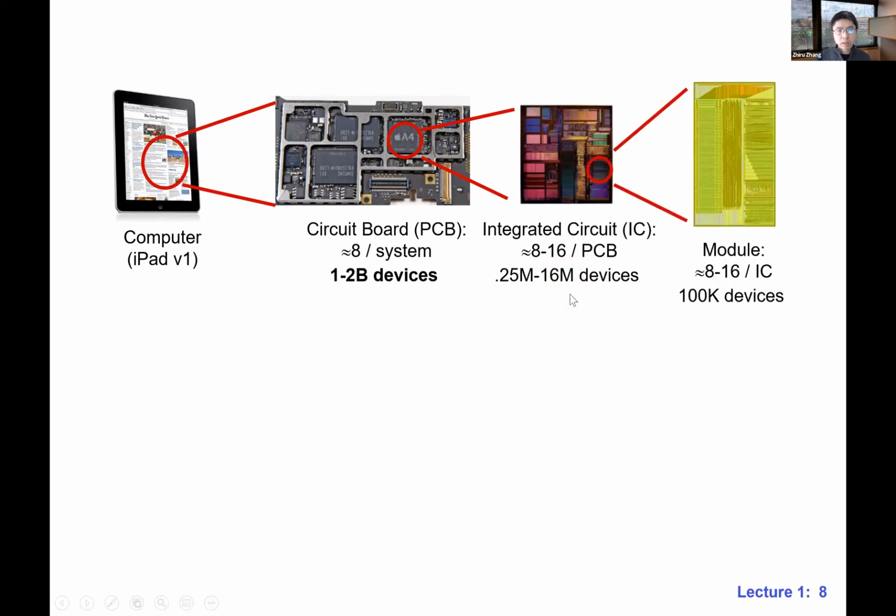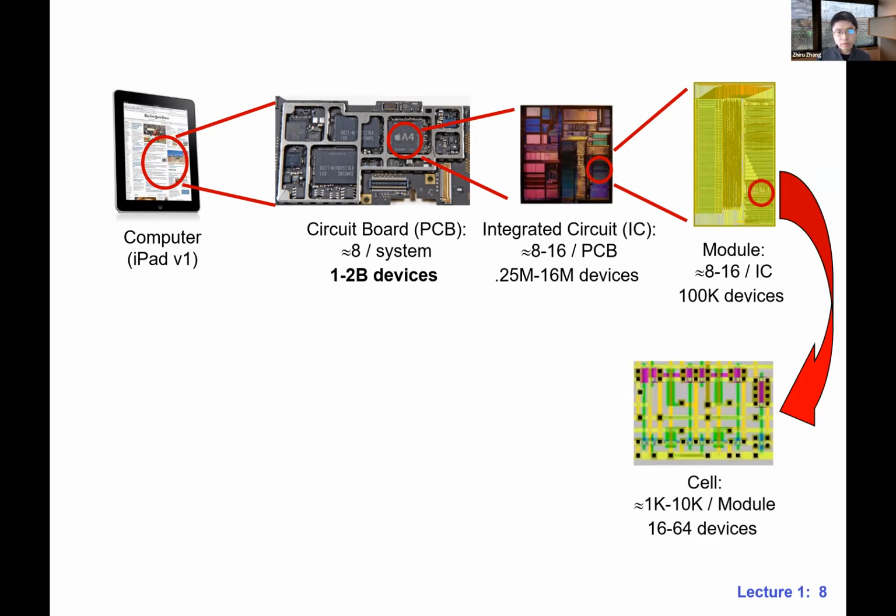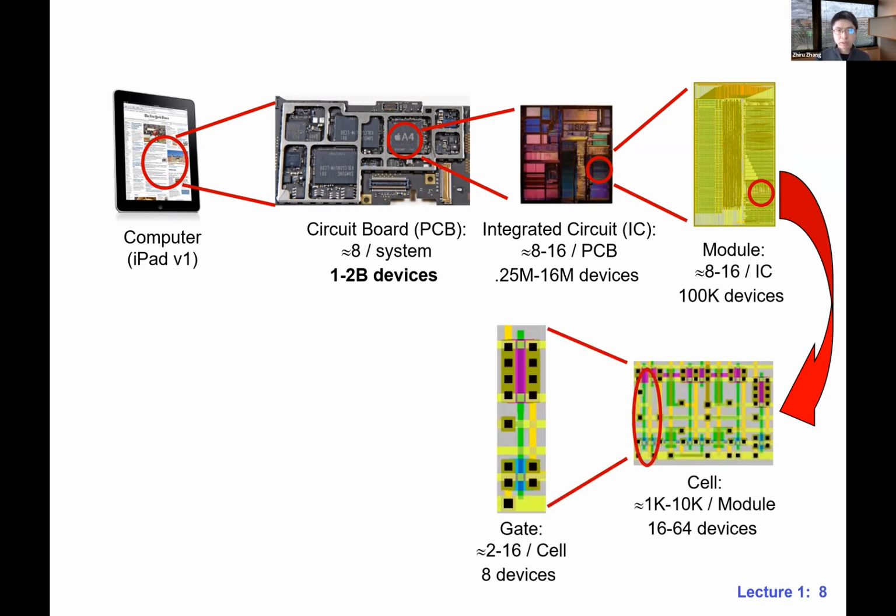And these ICs are also very complex. They're composed of many, many modules. If you further decompose these modules, we can find the so-called standard cells, or cells. And we can further decompose them into something called gates. These are the physical layouts here. This is not something that we need to worry too much about in this course, but I just want to show you that there is a non-trivial amount of engineering going on.